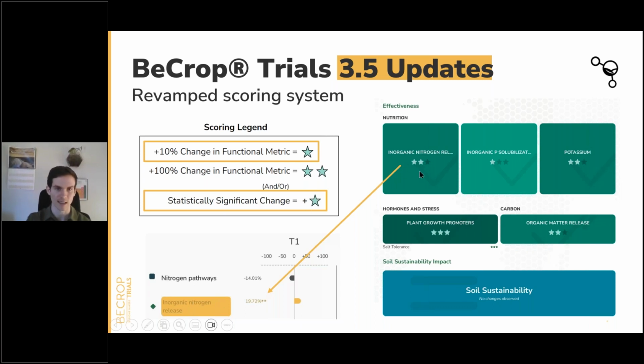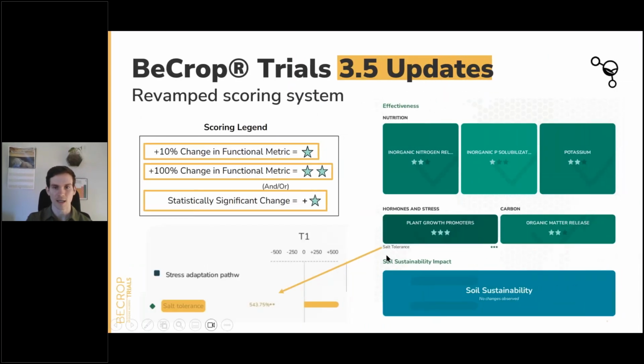So that's why the 2nd star was assigned, but it didn't increase 100%. So no 3rd star. And then when we look at salt tolerance, the plant growth promoter section performed great on this report. Those are hormone and stress adapter metabolites. That's our overall rating.